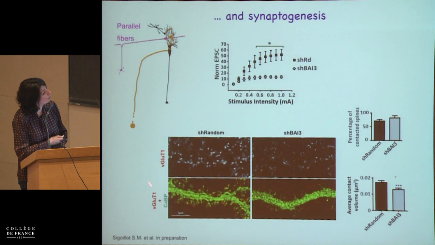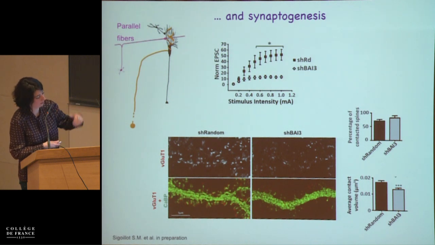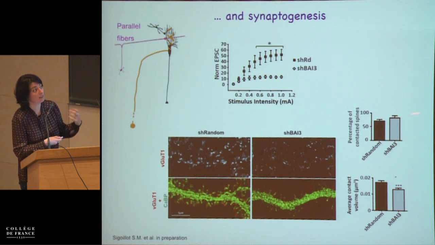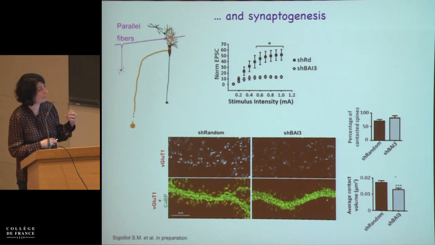We turned to cerebellar mixed culture to quantify this at the morphological level. As you can see, the volume of the VGLUT1 clusters is reduced, and the volume of contacts is significantly reduced when we stain for VGLUT1. But when spines are there, they are contacted. So there's no significant difference in the numbers of contacted spines. That means that each spine that is there is contacted, but there is a deficit in the maturation of this synapse.